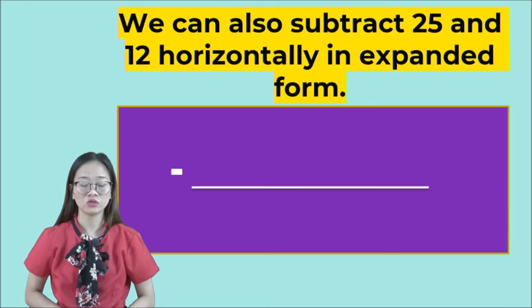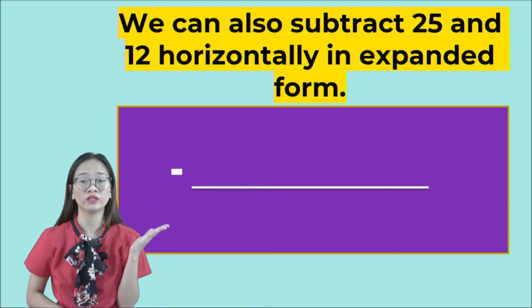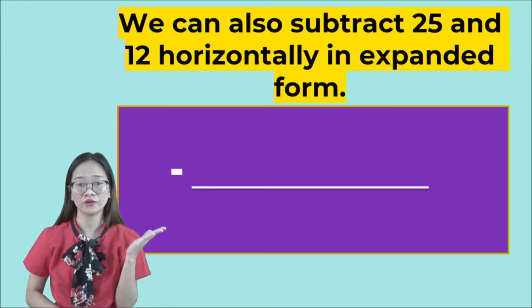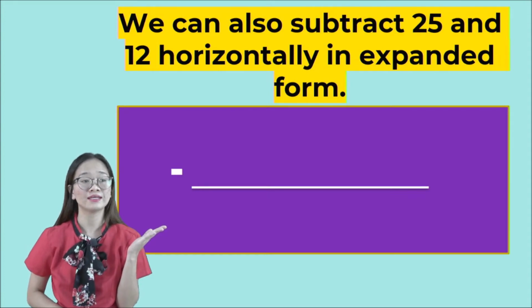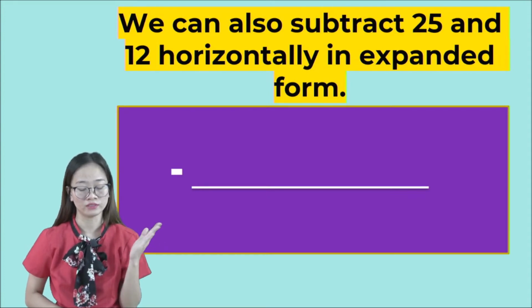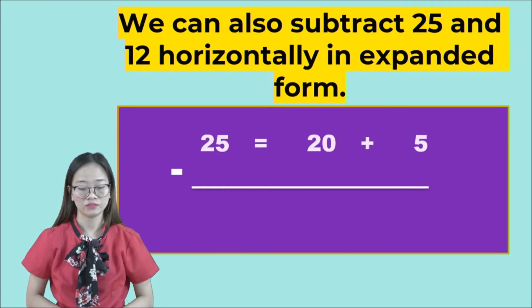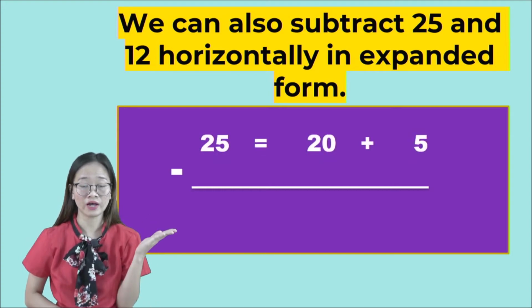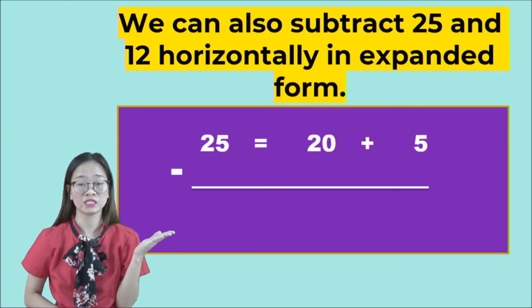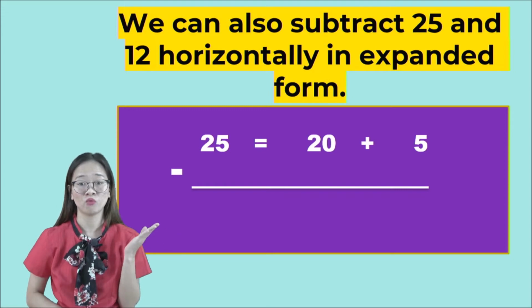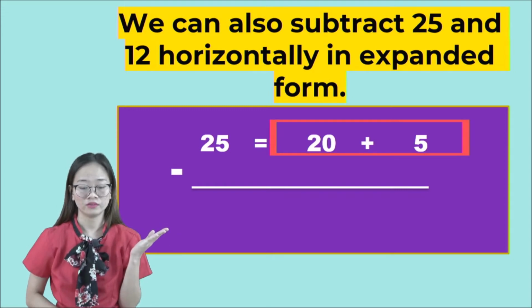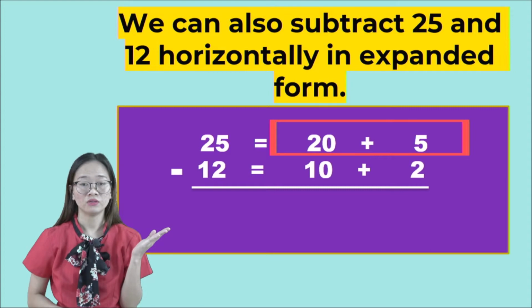Okay? So, we can also subtract 25 and 12 horizontally in expanded form. Again, we use the expanded form for this one. So, we have 25, we rename that one as 20 plus 5 ones. Okay, the number 12, we rename that one as 10 plus 2 ones.